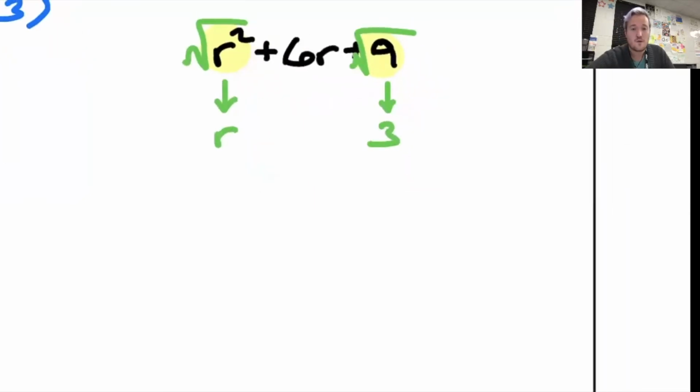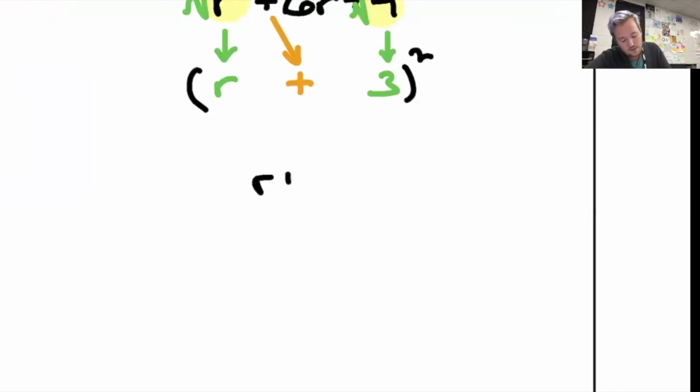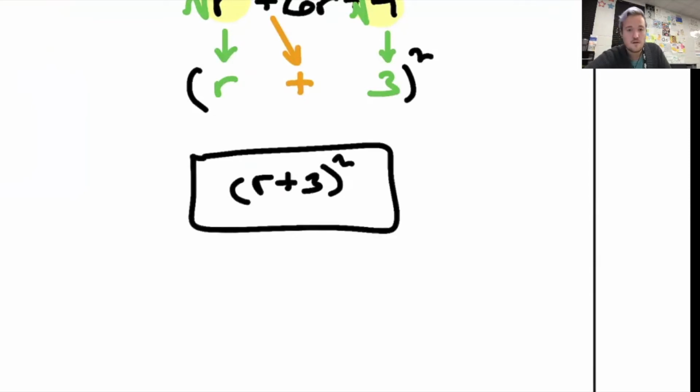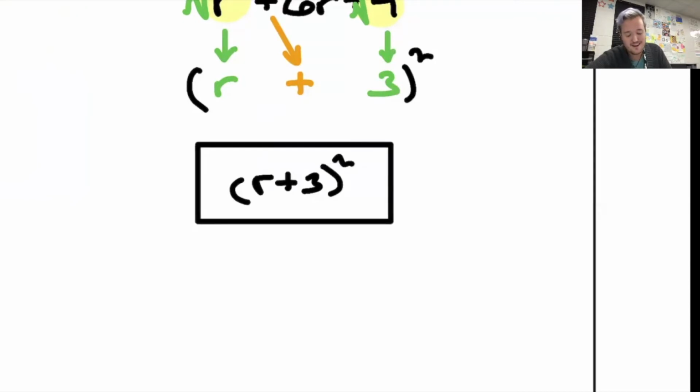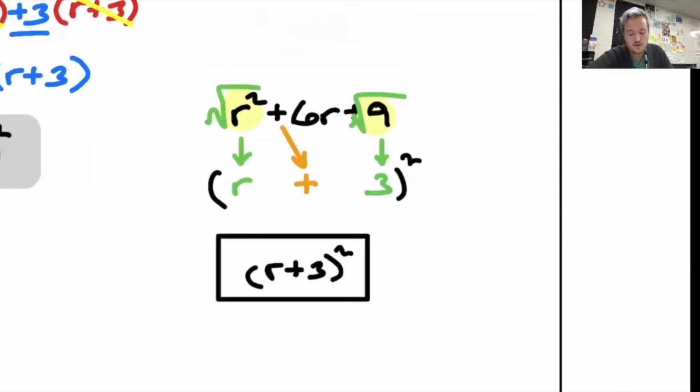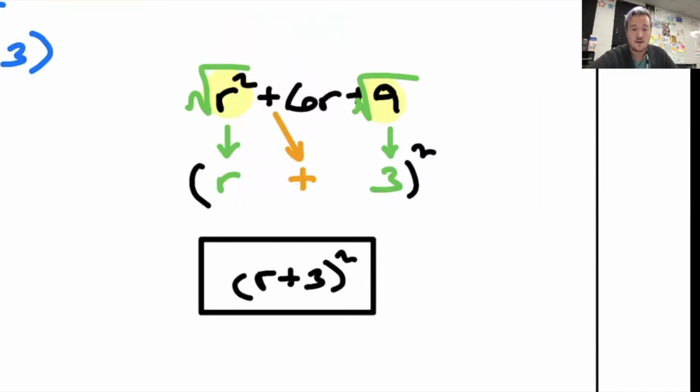So what you're going to do next is you want to take the sign of your b value. So I'm going to have r plus 3. And then this is going to be your binomial squared. So your answer here is r plus 3 squared. But like I said, it only really works if you can recognize the pattern that the first and last values are going to be perfect squares. And then you just keep the sign of the b value. All right.